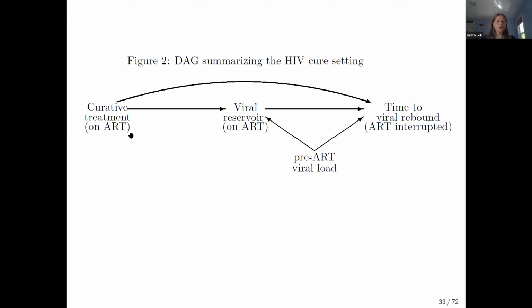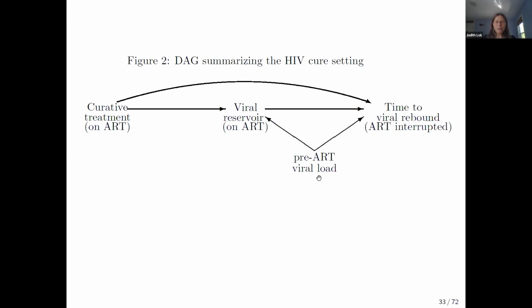So we have here a curative HIV treatment. It's aimed at the viral reservoir to reduce the viral reservoir. But finally, the hope is that it will delay the time to viral rebound. This is our treatment, this is our mediator, viral reservoir, and this is the outcome, time to viral rebound. There are also maybe common causes of the viral reservoir and the time to viral rebound. In this case, we are looking at pre-ART viral load. That is a common cause. We don't have information on that for all the patients. So instead, we have used a surrogate, that is the nadir CD4 count. That is a common cause.